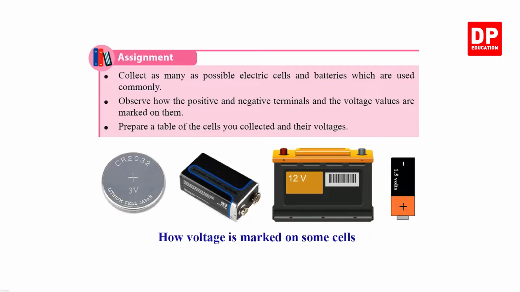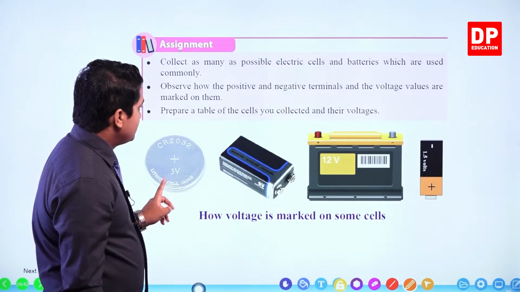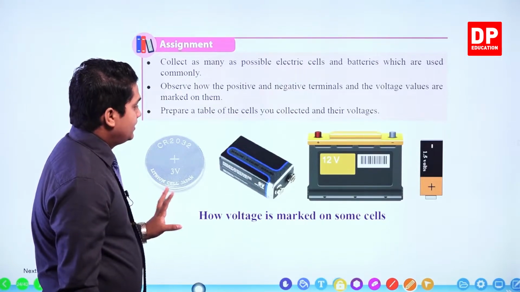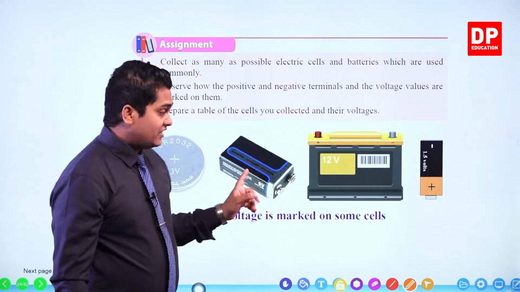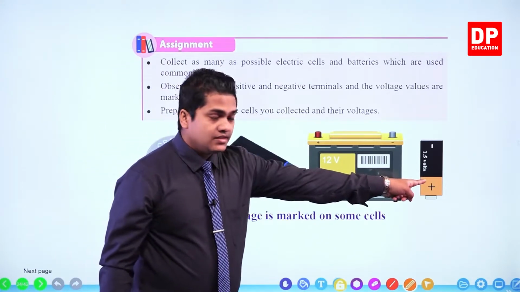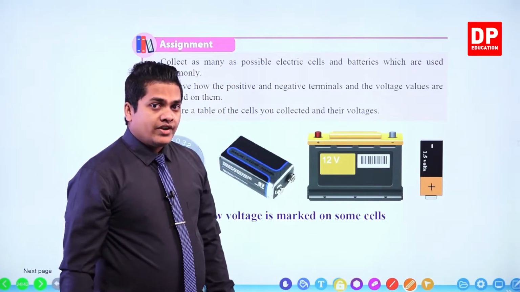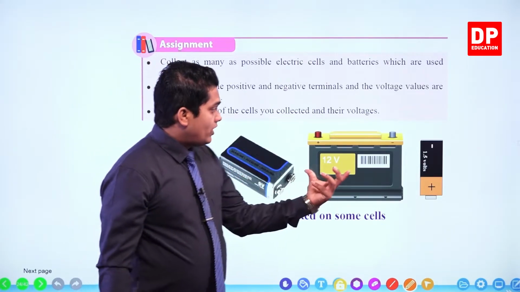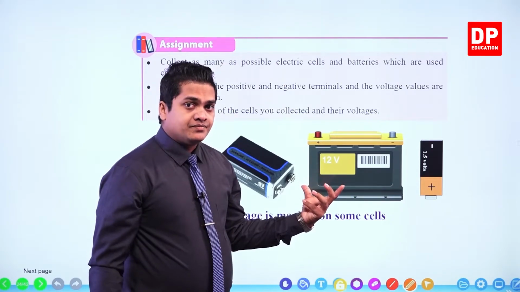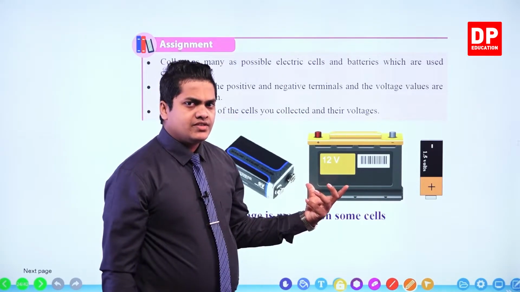So here you are given different types of cells. Here you can observe a button cell. This is called the button cell, right? This is a 9-volt cell. You are familiar with this and this, right? In toys, we have to use these types of somewhat larger cells. And this is called the lead acid accumulator or battery, car batteries.